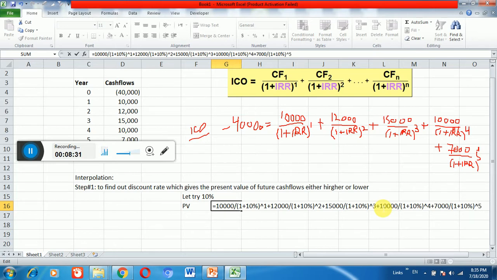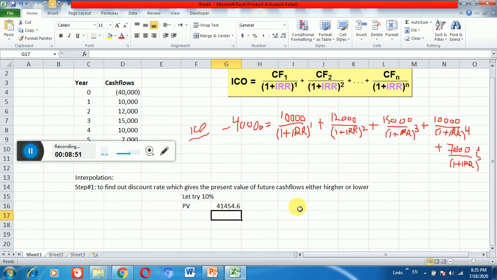Okay, dear students, the same equation I'm just using here. So look, 10,000 divided by 1 plus 10 raised to the power 2, and raised to the power 2 here, and 3, and 4, and 5. Make sure all these values are correct. Now you can just press enter, and the value we found is 41,000.